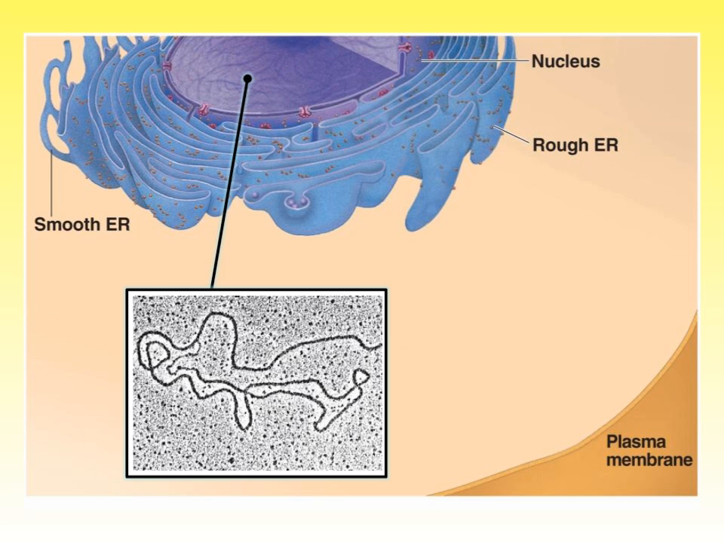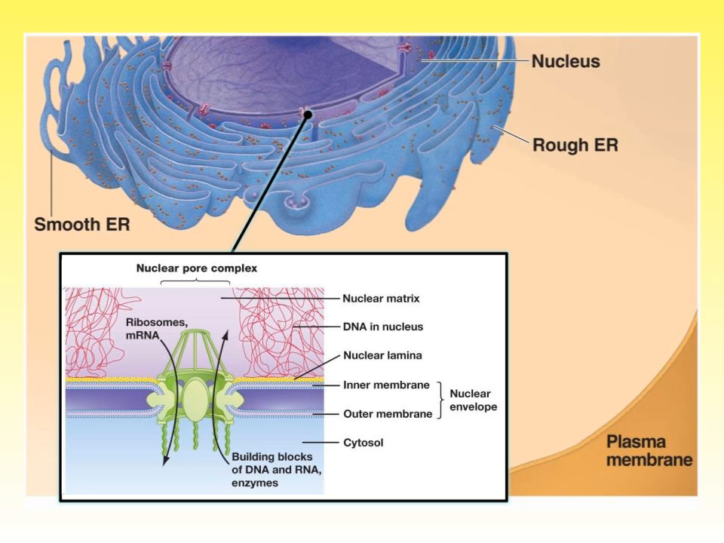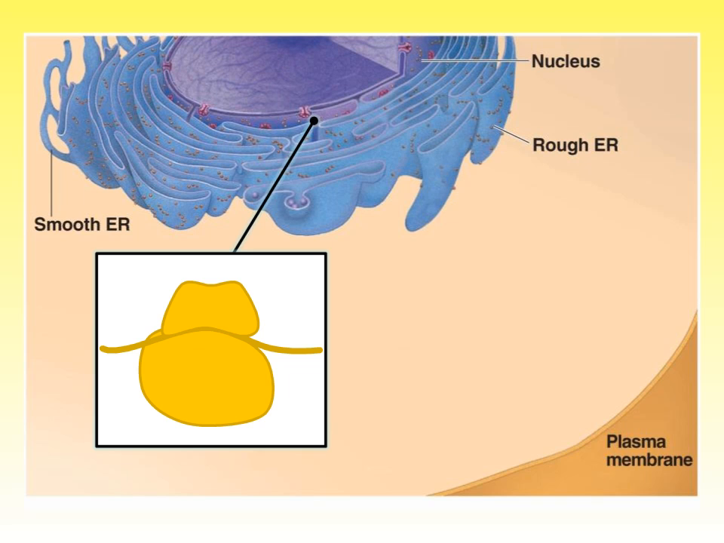Segments of DNA in the nucleus called genes contain the instructions to produce particular proteins. The DNA instructions are copied into an RNA molecule. Messenger RNA, or mRNA for short, exits the nucleus via the nuclear pores. The RNA instructions bind to a ribosome in the cytosol.